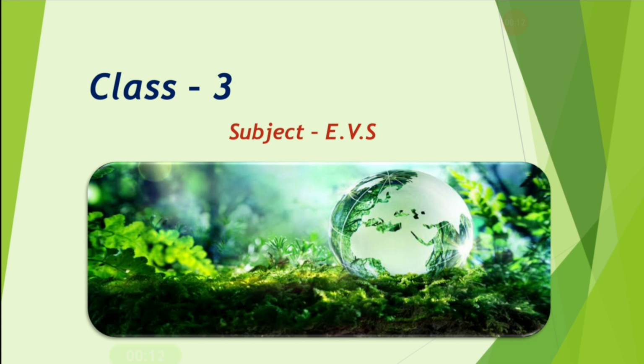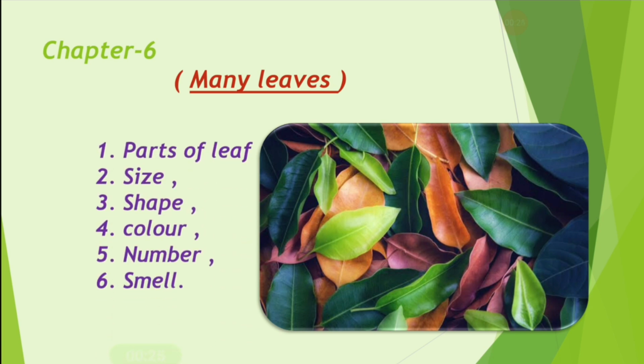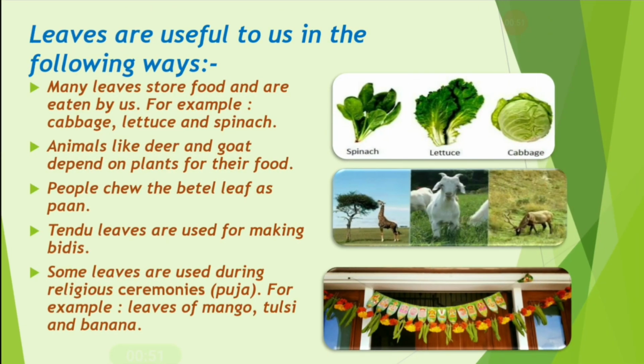So students, today we will start our new chapter of class 3rd and the subject is E.V.S. Our chapter is chapter number 6, Many Leaves. Students, we have discussed some important parts of this chapter, which are parts of leaf, size, shape, color, number and smell. These are the important topics of this chapter which we have discussed earlier. So today we will discuss our new topic of this chapter, which is usefulness of leaves.